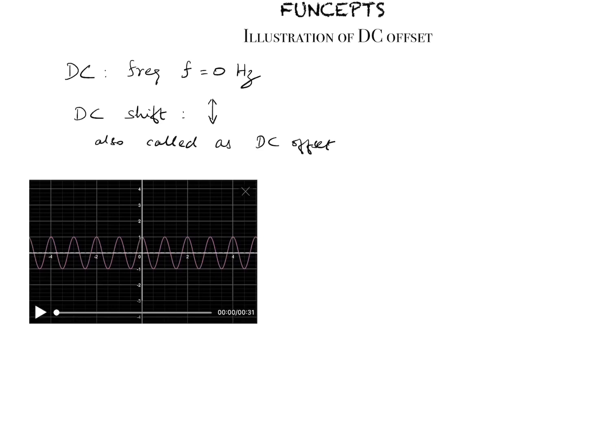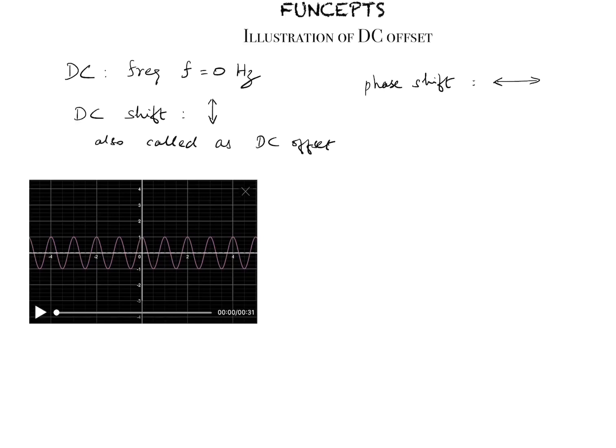And in contrast to phase shift, where we have the waveform shifted along the x-axis horizontally, that is either to the left or to the right. So let us see an illustration of DC shift or DC offset in this video.